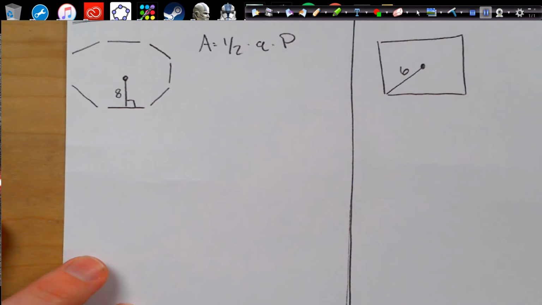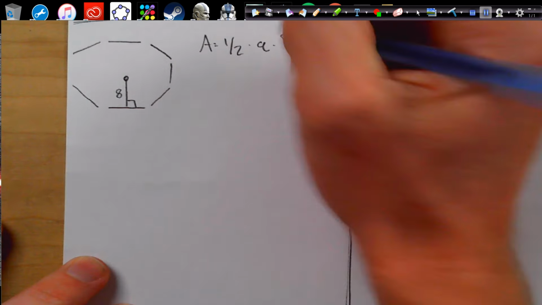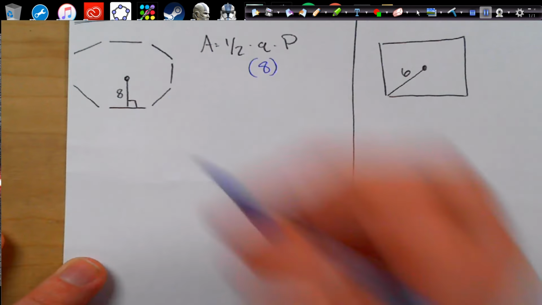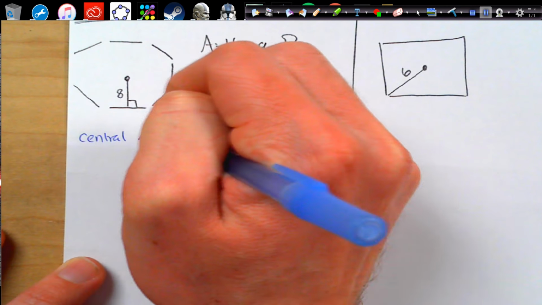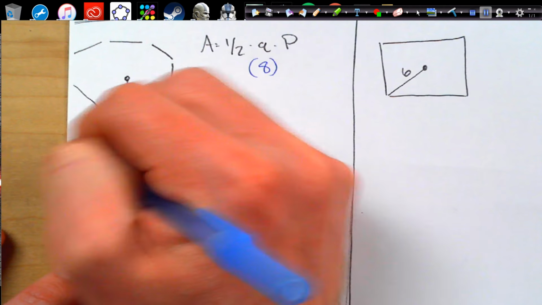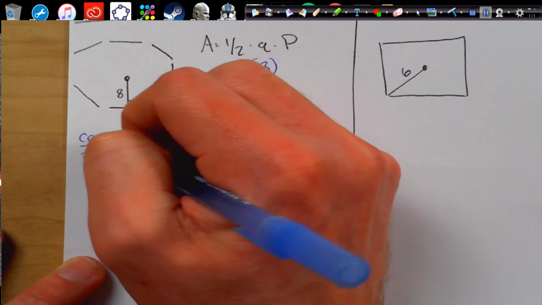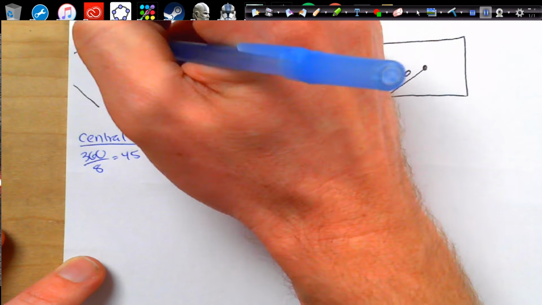This next shape is an octagon. They give us the apothem, so we need to go and search out for the perimeter. So we need to find the central angle, which is going to be 360 divided by 8. I believe that's 45. Can I get a confirmation? Yes, I do. I confirmed myself. So these little triangles in here are 45s.